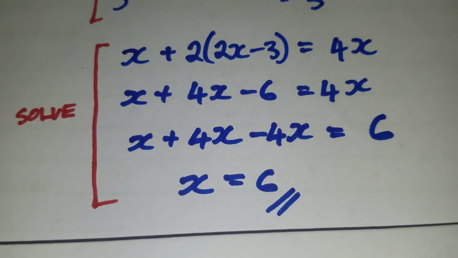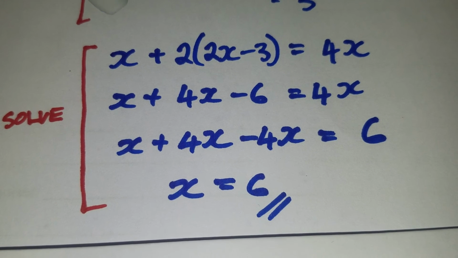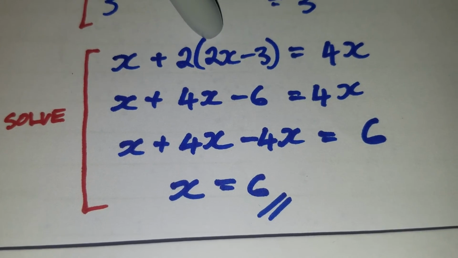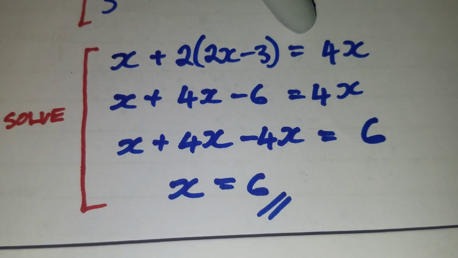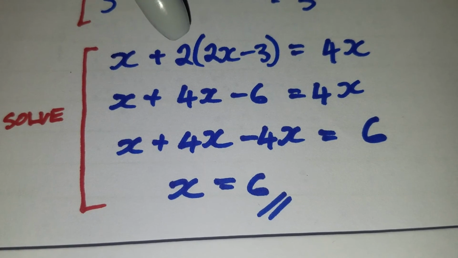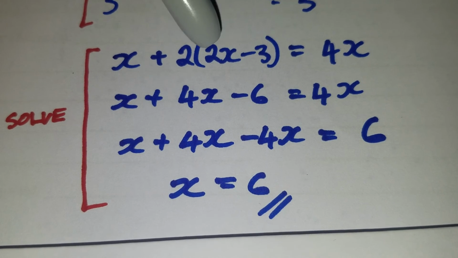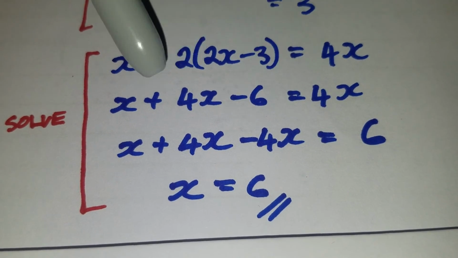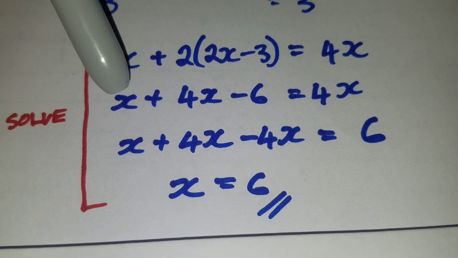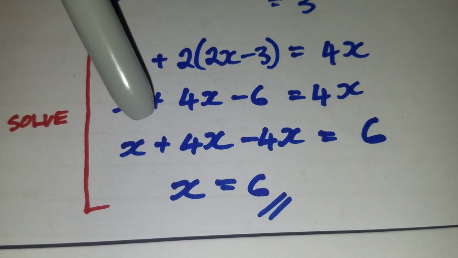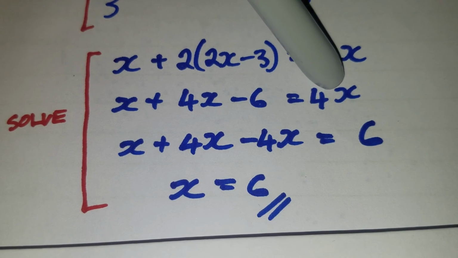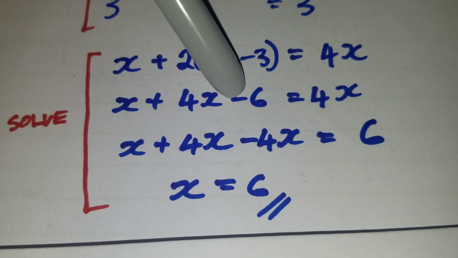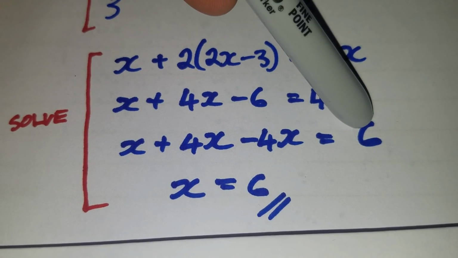So as we see here, we're now at the solving part. So we just rewrite x plus 2, open bracket 2x minus 3, equals to 4x and solve. 2 times 2x will give us 4x, 2 times negative 3 will give us minus 6, and then all we do is just group the like terms. So it will be x plus 4x, and we bring this 4x over here will be negative 4x, and then this negative 6 on this side will be positive 6.